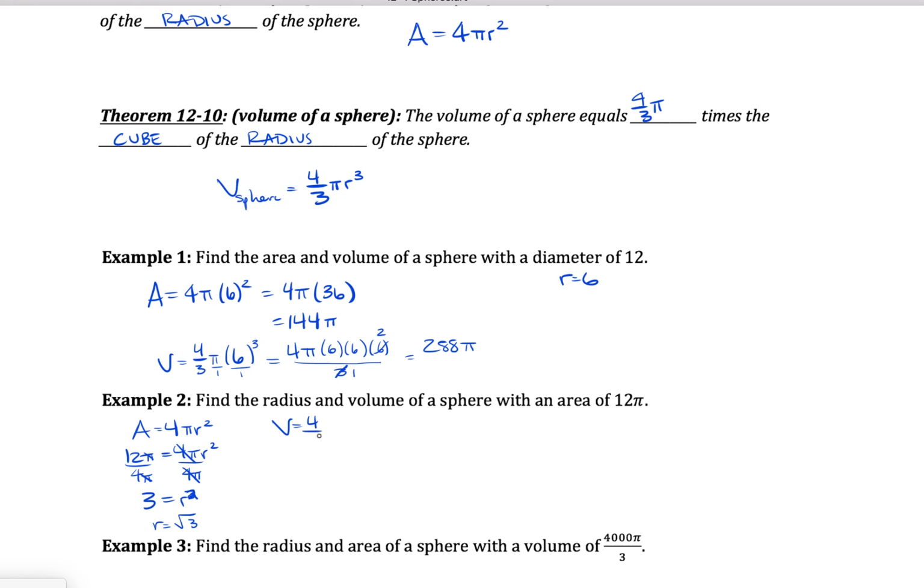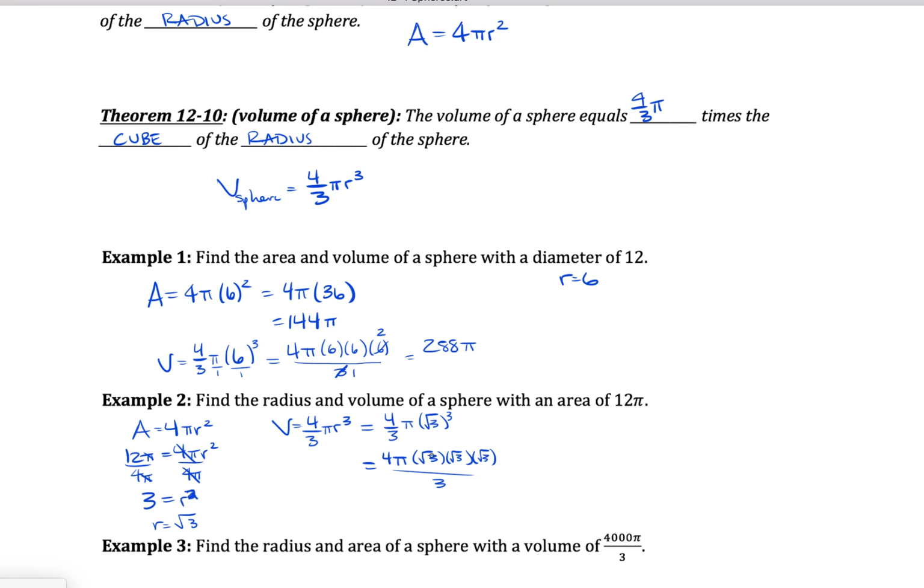So now we have the radius, let's find the volume. Volume is going to be 4/3 times pi times the radius cubed, which means we're going to take 4/3 times pi times the square root of 3 cubed. Now to make this a little bit easier on myself, watch what I'm going to do. Kind of like what I did above, I'm going to put 4 pi times square root of 3 times square root of 3 times square root of 3 on top and a 3 on the bottom.